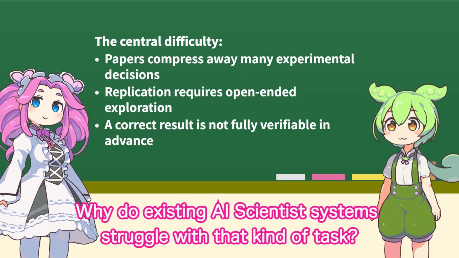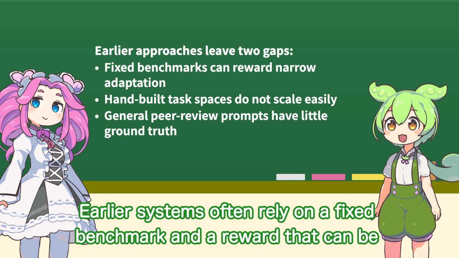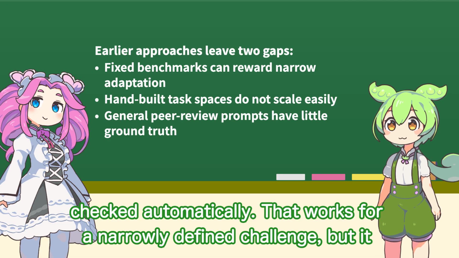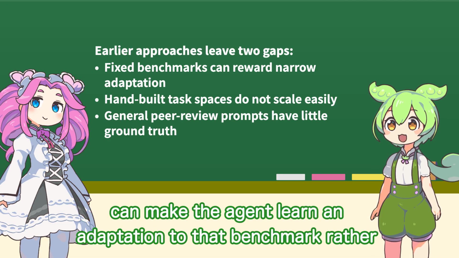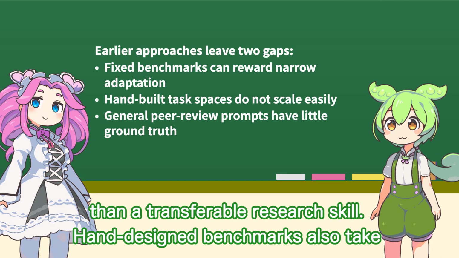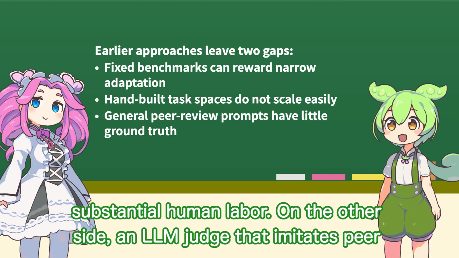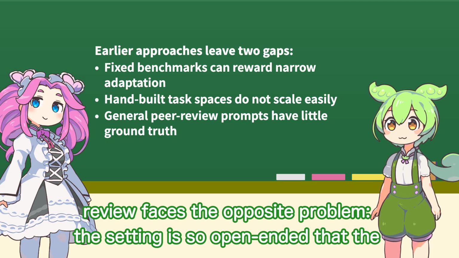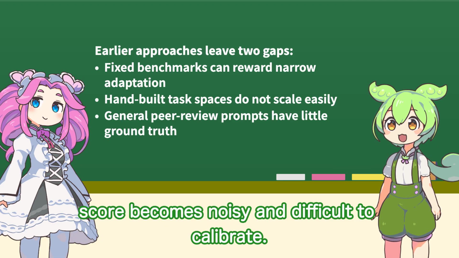Why do existing AI scientist systems struggle with that kind of task? Earlier systems often rely on a fixed benchmark and a reward that can be checked automatically. That works for a narrowly defined challenge, but it can make the agent learn an adaptation to that benchmark rather than a transferable research skill. Hand-designed benchmarks also take substantial human labor. On the other side, an LLM judge that imitates peer review faces the opposite problem. The setting is so open-ended that the score becomes noisy and difficult to calibrate.